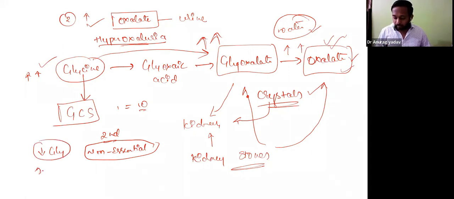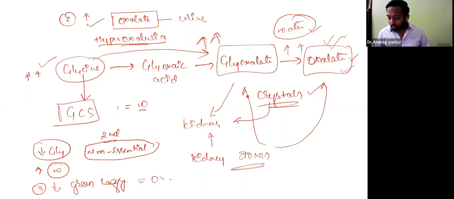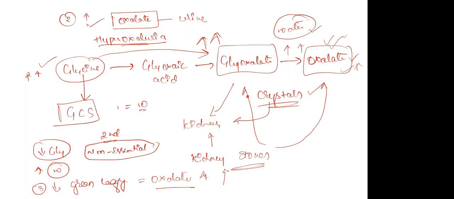Second, increased water intake, because if oxalates are formed, they are excreted in the urine. Third, decrease green leafy vegetables, because leafy vegetables by nature contain oxalates. They're rich in oxalates. From glycine, oxalates are increasing, and from green leafy vegetables, oxalates are also coming. So the person ends up having oxalate stones or renal stones in this disorder. Okay, is it clear with this? Yes, sir.